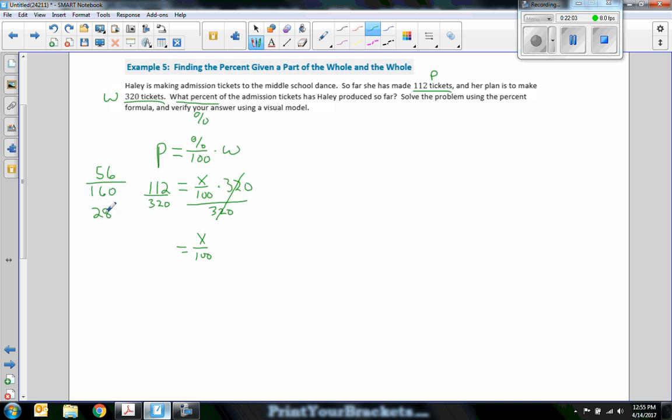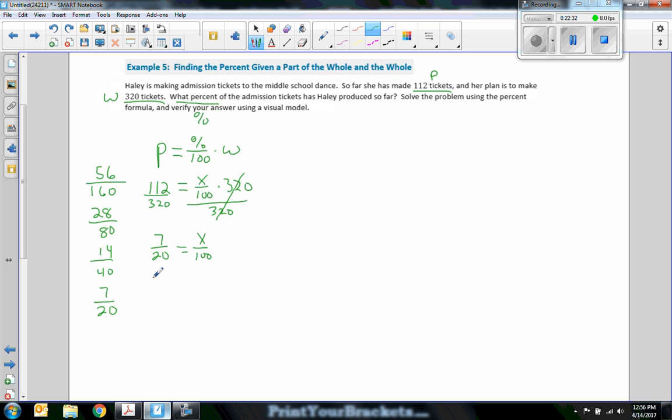Half of 56 is 28. Half of 160 is 80. They're both still even. 14 over 40, still even. Half of 14 is 7. Half of 40 is 20. So that is as low as I can go. So I'll write 7/20. Okay. I could have left it this or this. It would give me the same answer, but my number would be larger.